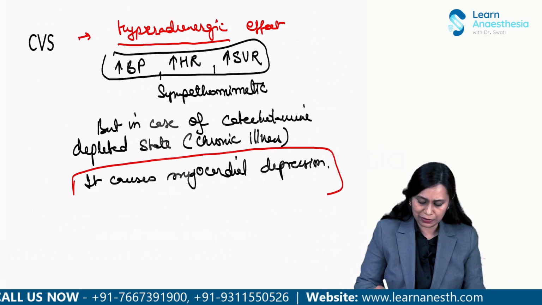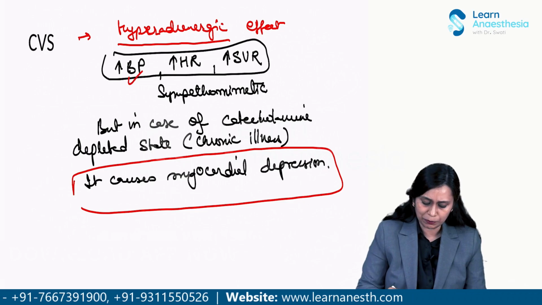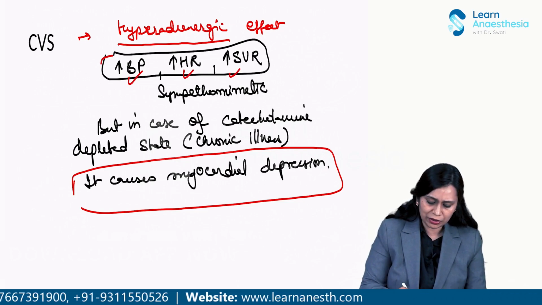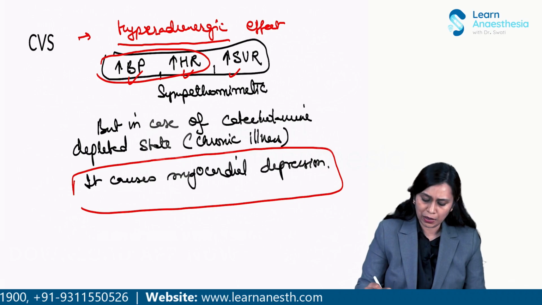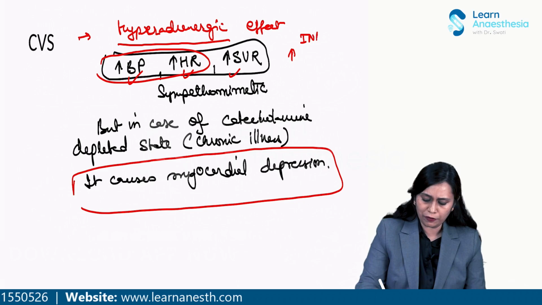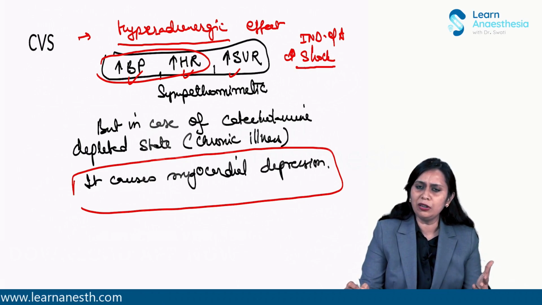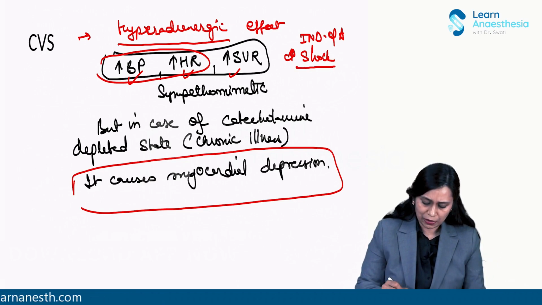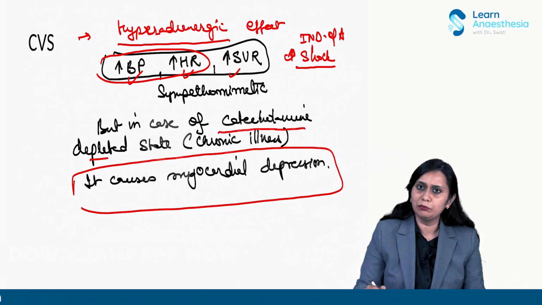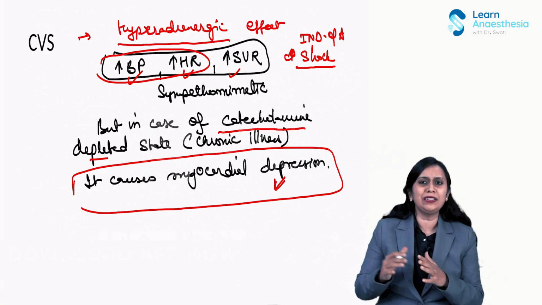But being a sympathomimetic, normally we all have a normal catecholamine store. It increases BP, heart rate and SVR. Since it increases all this, it is a very good agent for induction of anesthesia in shock. So it is very good for a shock patient. In acute shock, the catecholamine is still intact. But in catecholamine depleted state, that is in chronic illness, this would not be a good agent to use because it causes myocardial depression. So basically it's a myocardial depressant.